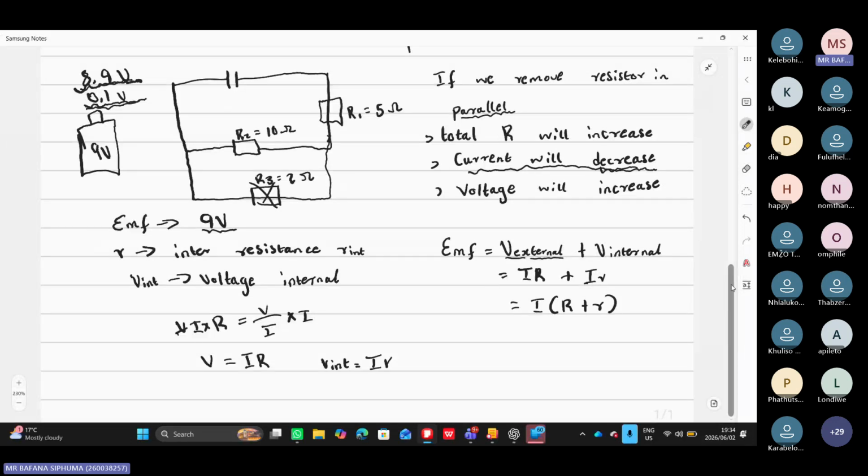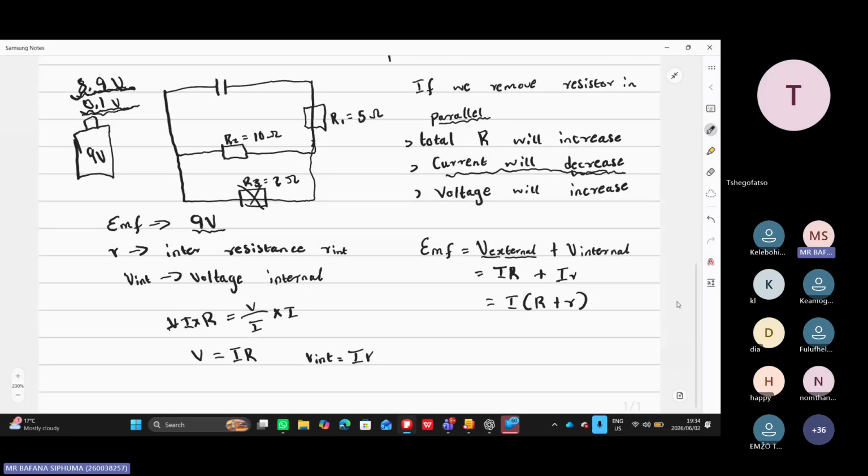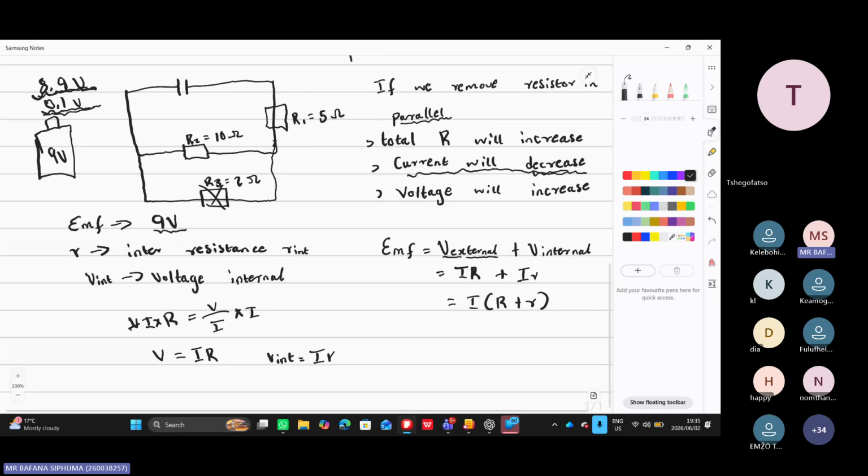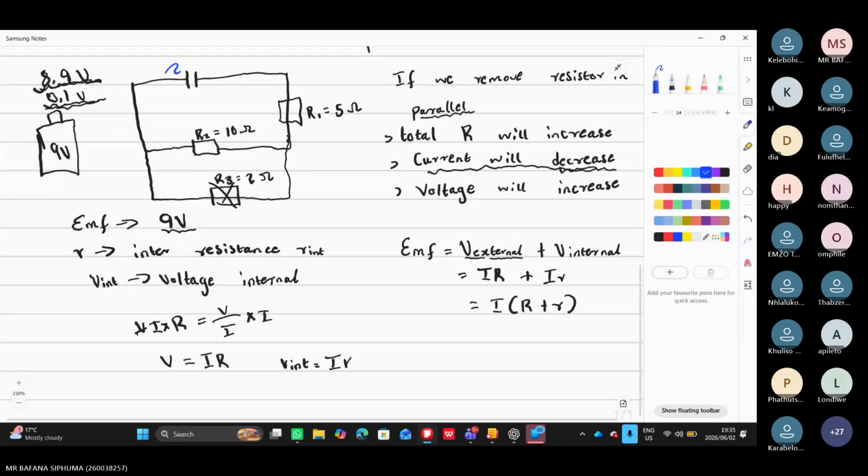In every circuit that we are going to come across, your internal resistance will always receive the total current, right? Okay, let me just modify this diagram now. And this is very important. Let's say I have small letter r. You know how the diagram looks.